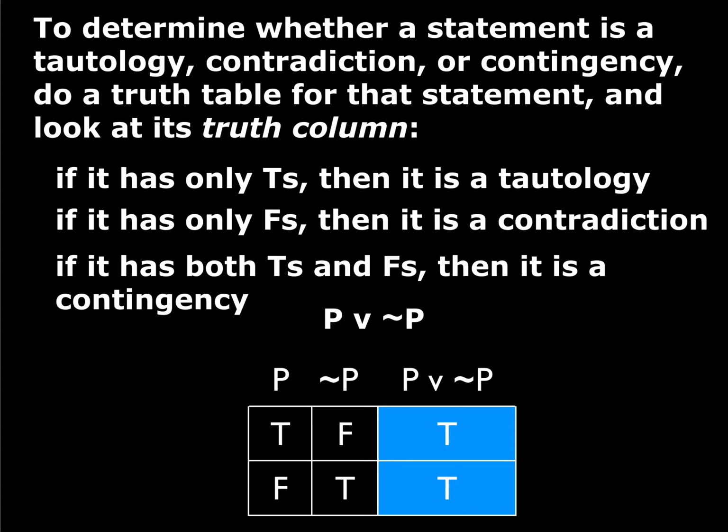So let's do another one. B and not B. Now this is another case where you could determine this without necessarily doing a truth table pretty easily. Okay.